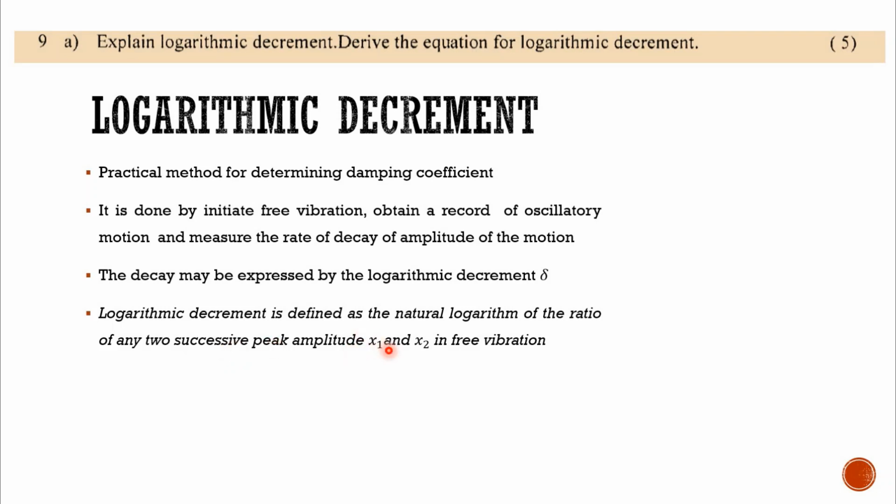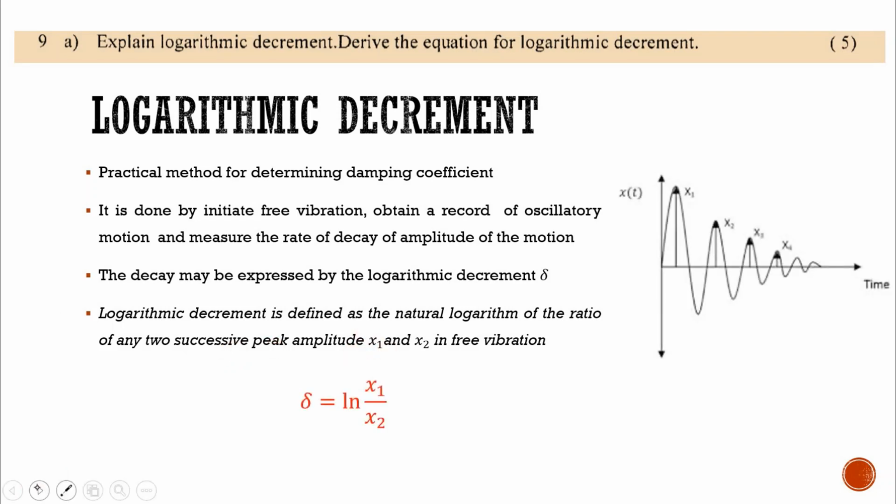So we can define the logarithmic decrement as the natural logarithm of the ratio of any two successive peak amplitudes x1 and x2 in free vibration. So this is the figure. You can see a damped vibration here. The amplitude is decreasing, and this is the peak of the first vibration x1, and the next peak is x2. So we are going to find the decrease in the amplitude, and it is expressed as delta, the logarithmic decrement, equal to the natural logarithm of x1 by x2.